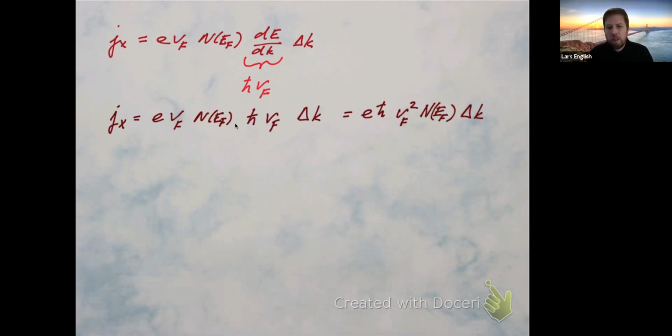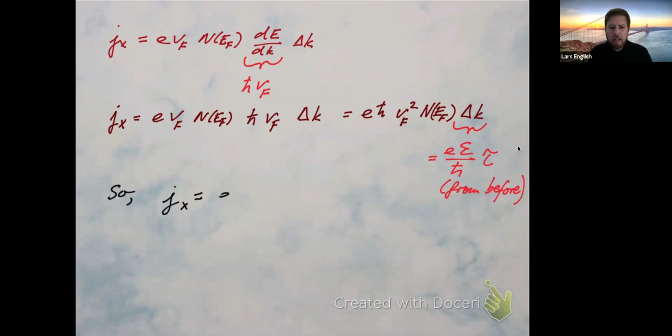So I can put these two v sub f's together, get a v sub f squared, fine. And next I want to work on this delta k for a little bit, because we have just derived a formula for delta k, right? That was how far to the left can an electron actually move in a time equal to the relaxation time tau. And we said it was e times the electric field over h bar times that tau. And so I'm going to plug that in, and I get this formula here.